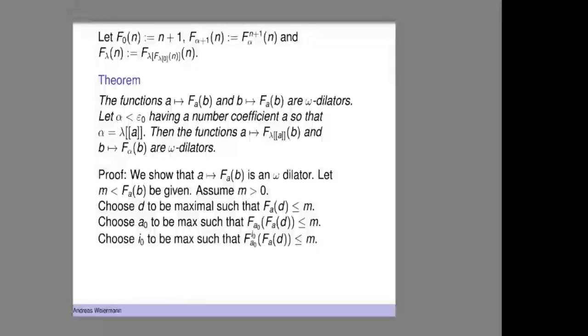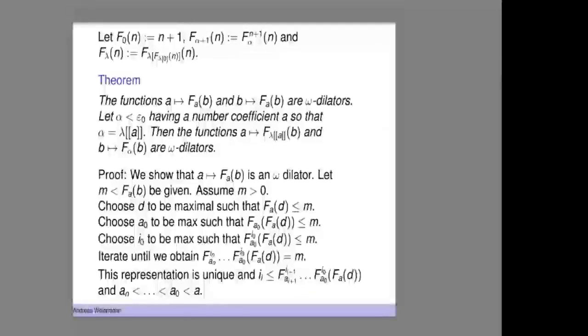And then we iterate this construction until we finally can write the number m as f_{an} applied In times iterated to ... to f_{a0} applied I0 times iterated to f_{ad}, and we hit the number m. And this is a unique representation of m. Moreover, we have two properties, namely the ai form a strictly descending sequence, and the upper iteration indices fulfill the following property, namely Il is less than or equal to the following sequence of iterations.